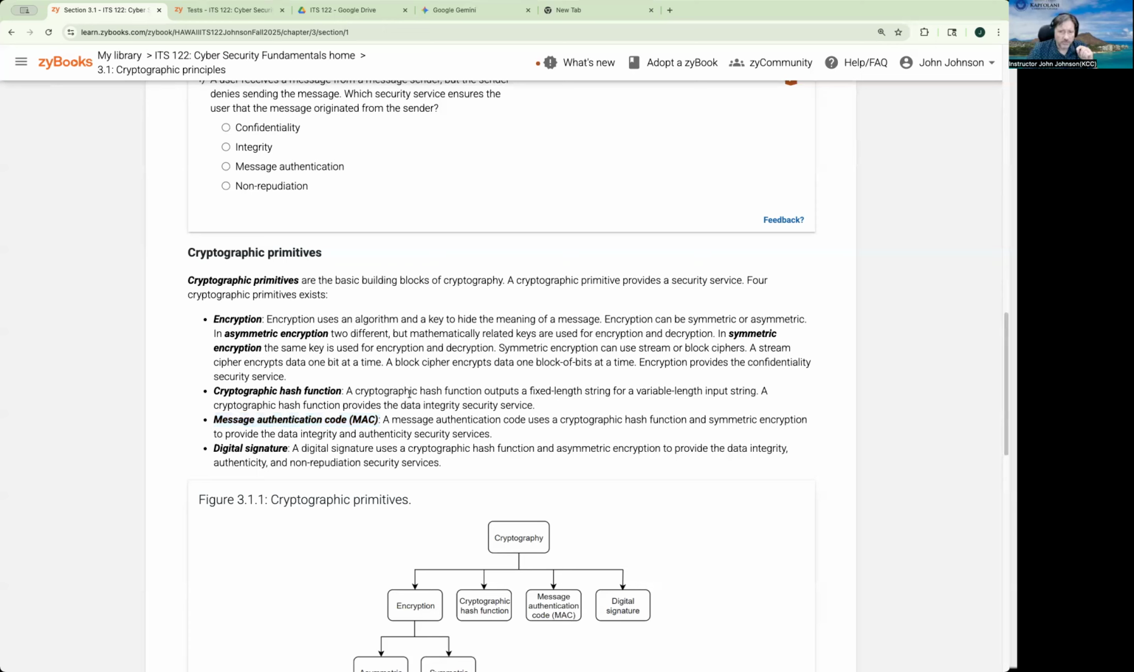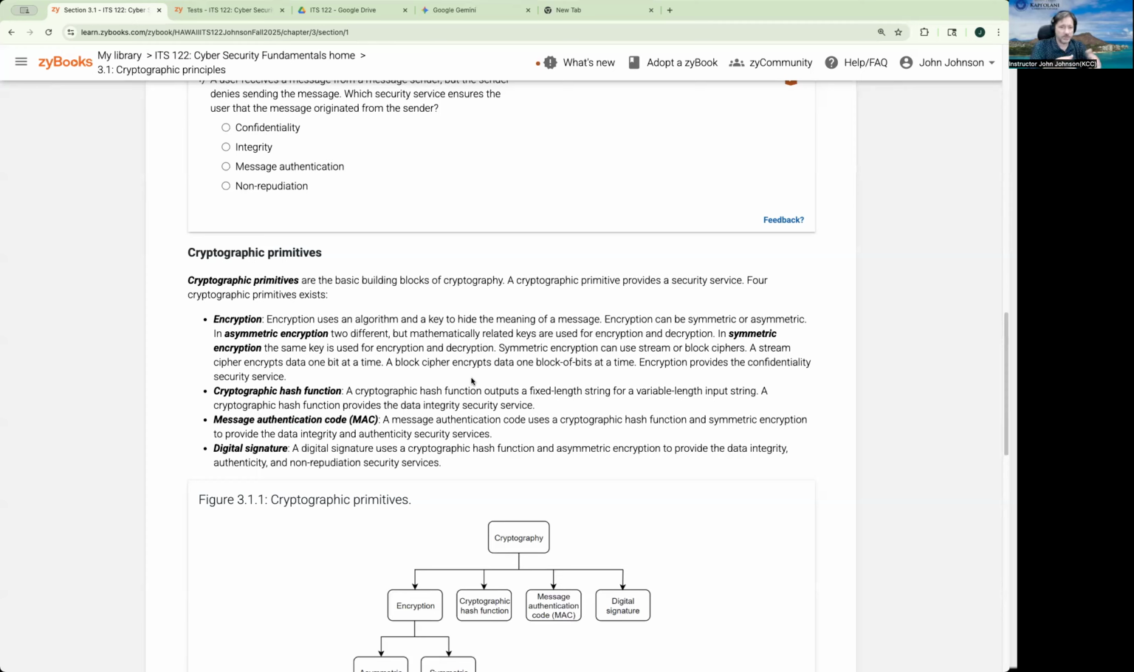So message authentication code uses a cryptographic hash function and symmetric encryption to provide the data integrity and the authenticity security services. Your hash function, as we said right before, is doing your data integrity part. The asymmetric encryption, that's going to give the authenticity. In other words, hey, it did come from that person. So using those two things with message authentication code, you know that it provides the data integrity and the authenticity security services.